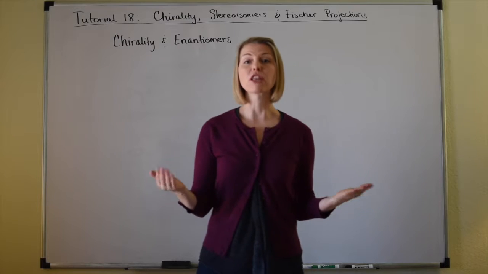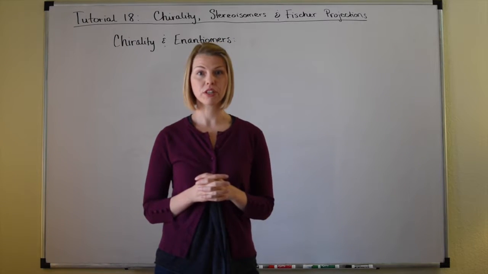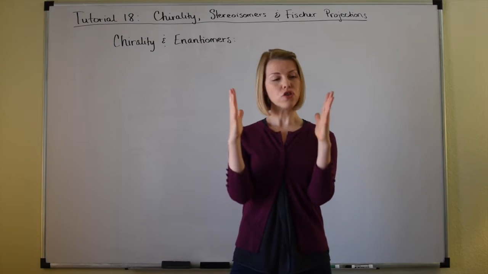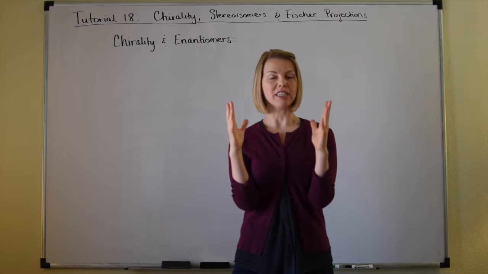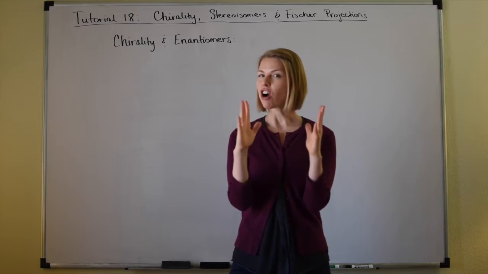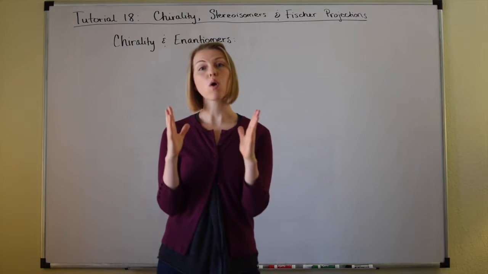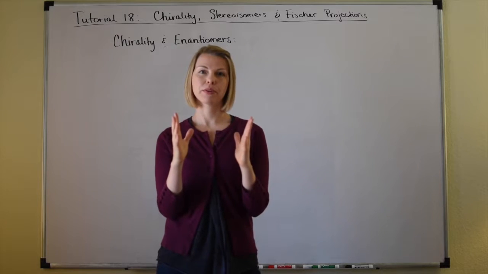Rather than starting out by looking at models, I'd like to start out with a simpler example. We're going to start out by just looking at our hands. Notice that my hands are mirror images of one another, and yet they are not identical. If I try to superimpose my hands, they won't quite line up.